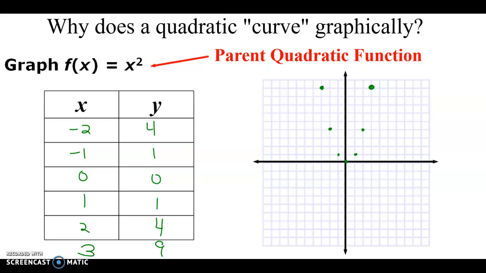So you're going to see this in a little bit. What is my a value here? What number is in front of x squared? 1. What if the a value is negative? What's that going to do to my parabola? It's going to flip it upside down.